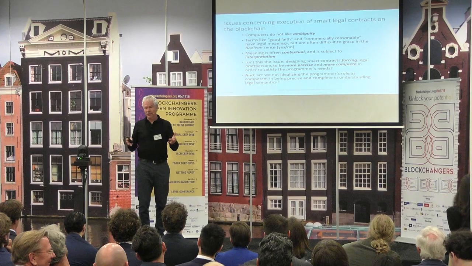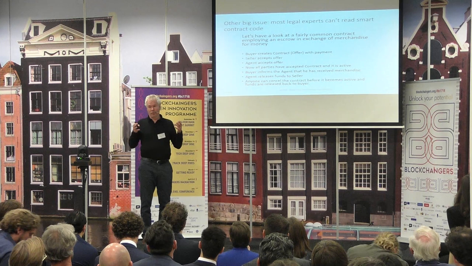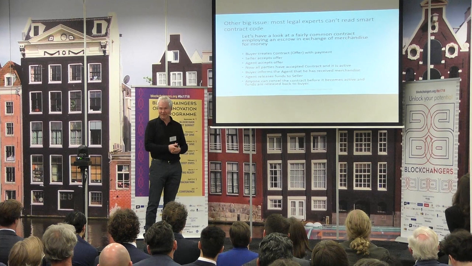So here we have the programmer. Are we not idealizing the role of the programmer? Can he actually write good legal smart contracts? Well, I'm going to give you an example, a very simple one, of an escrow, and what the escrow contract looks like. Then I'm going to show you what it looks like in programming code, and then I'm going to show you what the difficulties are.